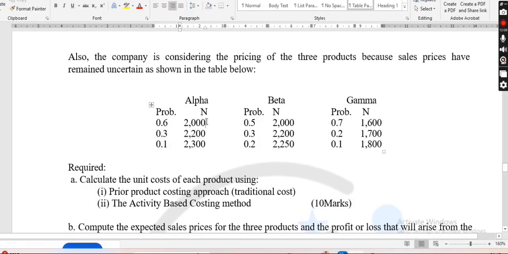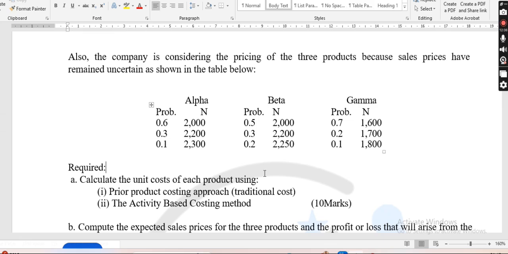In this question now, we have to determine expected sales for Alpha. So how will you determine expected sales? You multiply 0.6 times 2,000, 0.3 times 2,200, 0.1 times 2,300. The addition of these three will give you expected sales. We will get there. So I'm just analyzing the question. So we are to determine the unit cost using the traditional approach.